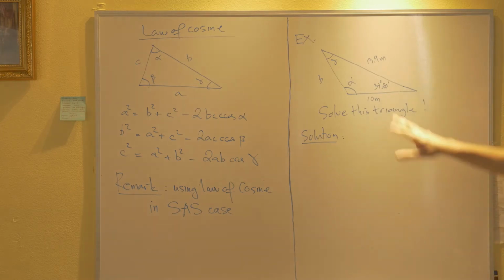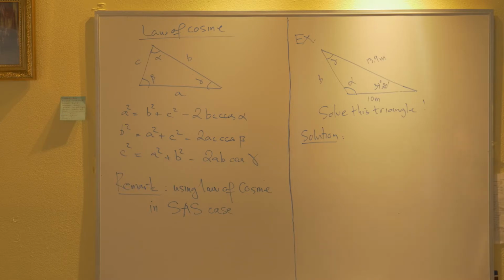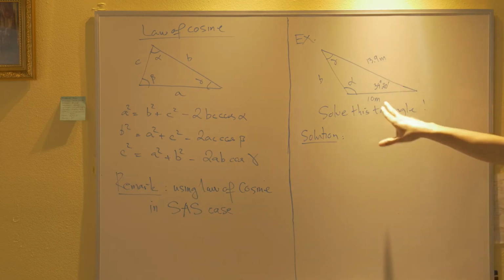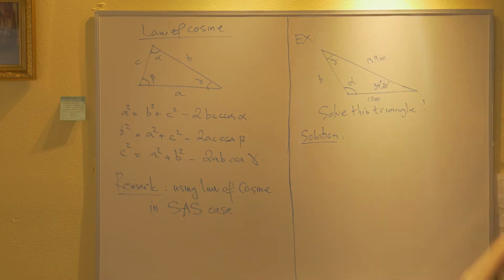Actually, in this case, you can use the law of sine too. The law of sine works because it's not the case of side-side-angle. Then you don't have to consider the altitude, so you don't have to see how many triangles there are. But because we're learning law of cosine, let's use law of cosine, because this is the case of side-angle-side. But in this problem you can use law of sine too.